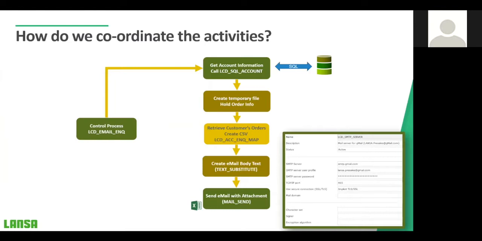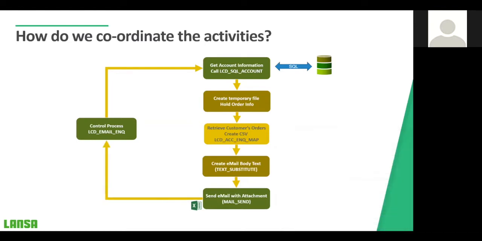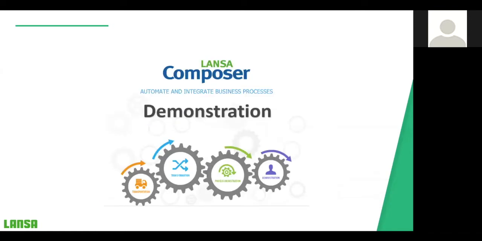And again, we have an outbound email configuration. This tells me what email server to use to send that email. In this case, it'll be sent with an attachment. And once that's been done, we can go back to the controlling process to process the next email. Let's take a look at that in a little bit more detail.